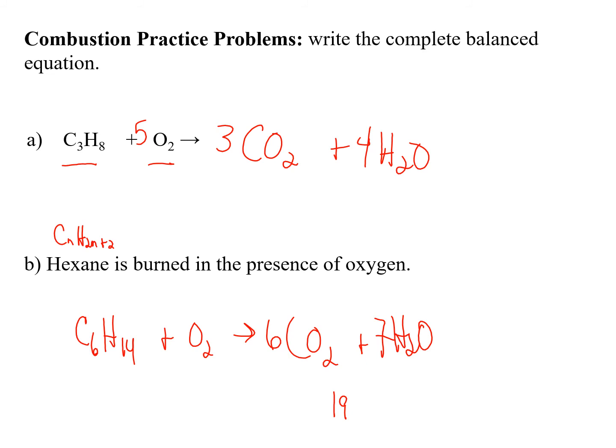So 19 divided by 2 is 9.5. So we're going to put that 9.5 oxygens in here. And the trick was we just double everything. And now we're balanced.